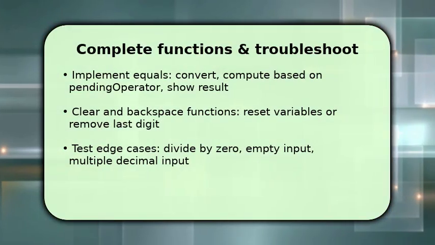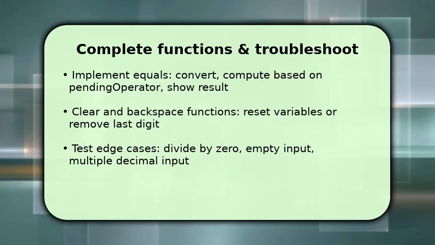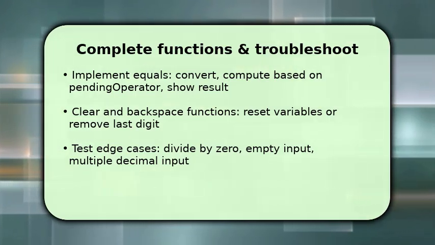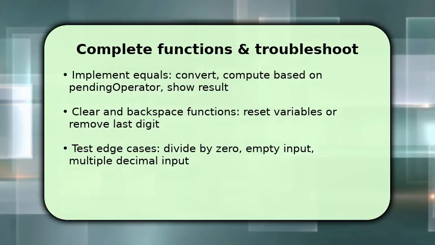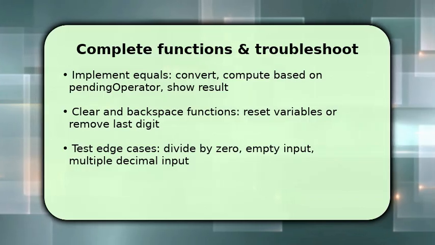You finish by creating the equals handler. Convert the current input to a number, run a conditional checking pending operator for add, subtract, multiply, or divide, compute result, then display it in the label and set current value to the result. Add clear to reset variables and backspace to remove the last character.